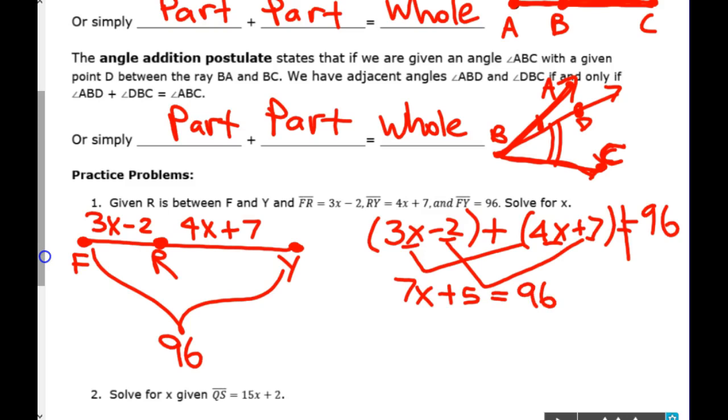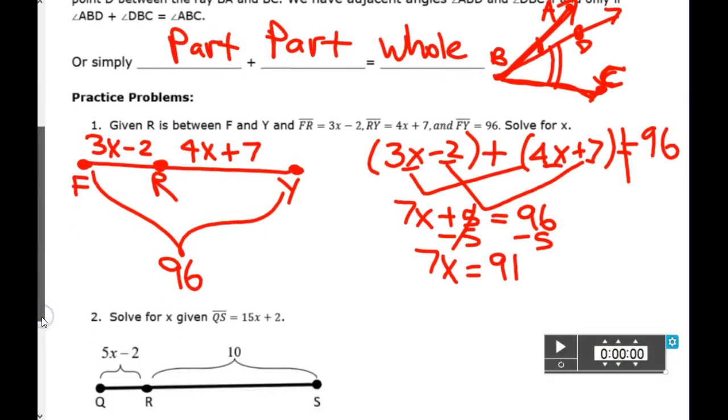Now, we definitely did a lot of 2-step problems last week. What do I always get rid of first in a 2-step problem? The loner. The loner is what? The plus 5, right? Opposite of plus 5? Minus 5, minus 5. 7x equals 96 minus 5 is 91. And then to get rid of that 7, what do I do? Divide by 7, divide by 7. So x equals 13. If you didn't know 91 divided by 7 is 13, calculator's your friend.